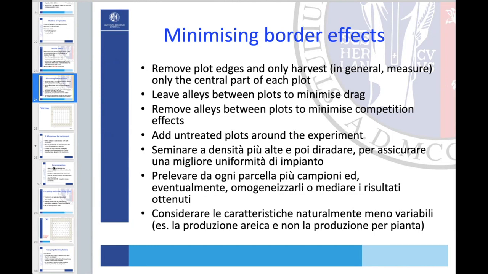We might leave a lane between plots to minimize the neighboring effect. So we leave some space or we remove a lane, depending on the type of experiment. Either we remove a lane, so we make the two plots, one next to the other, very close, or we make them a little bit more distant and we put the crop in between, so that we avoid as much as possible the border effect. We surround the experiment with untreated plots to avoid effects at the edges of the experiment.